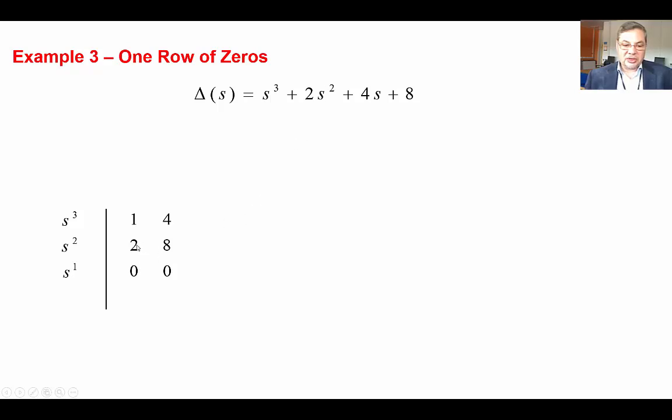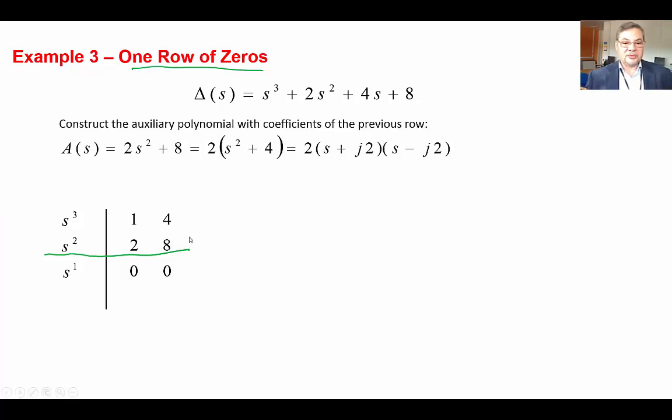Then this element here, 2 multiplied by 4 is 8, minus 8 is 0. The second element, of course, we have here 0 and 0. It will be 2 multiplied by 0 is 0 minus 0 gives 0. So we have a row of zeros. What do we do in this case? In this case, we go back to the last non-zero row. And the last non-zero row is this one here. And we construct an auxiliary equation.